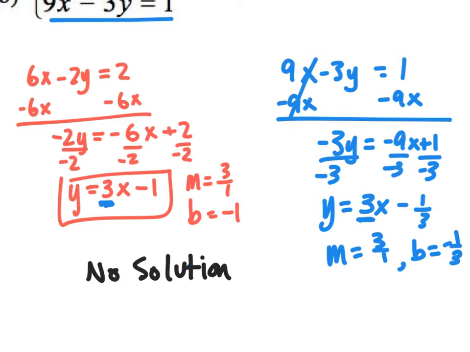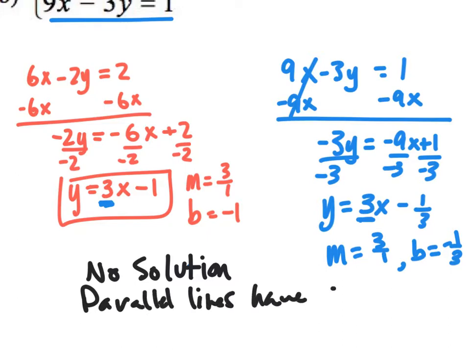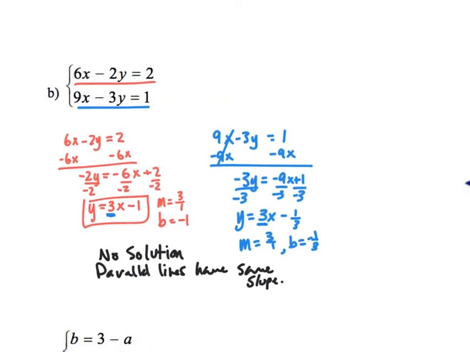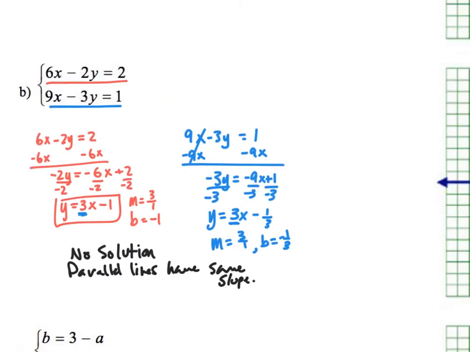Parallel lines have the same slope. So if you do that, you can kind of already do that before you graph it. You don't even have to do anything. So let's go ahead and graph the first one.